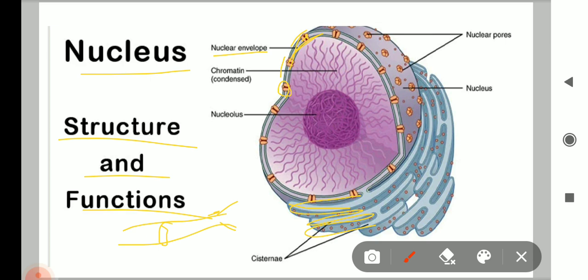Next, nucleoplasm. The nucleoplasm is present inside the nucleus, and it is a semi-fluid colloidal substance which fills the nucleus. It contains a number of enzymes like DNA polymerase, RNase, and nucleoside phosphorylase. These enzymes help in the synthesis of DNA, RNA, and nucleoprotein.